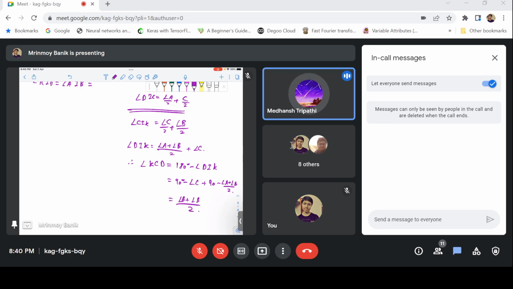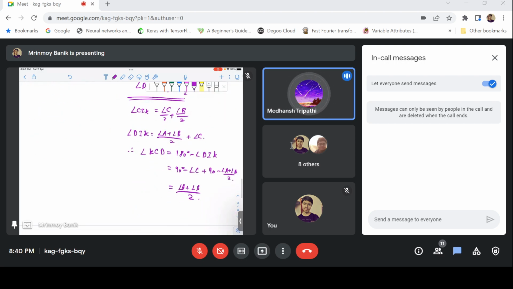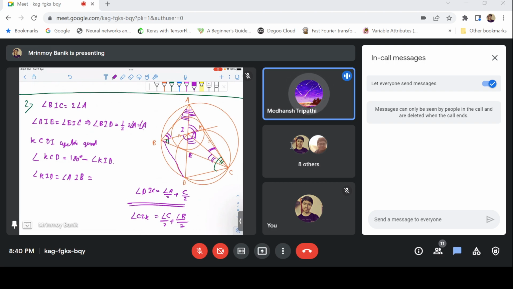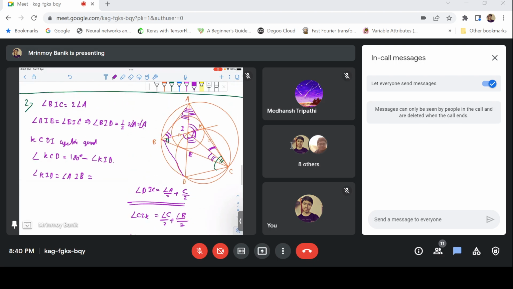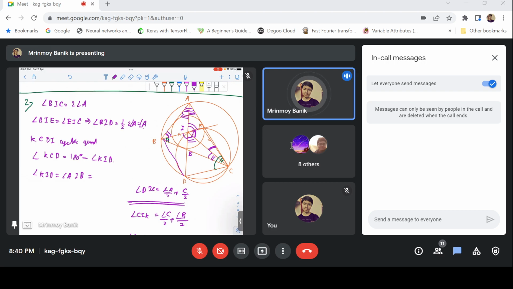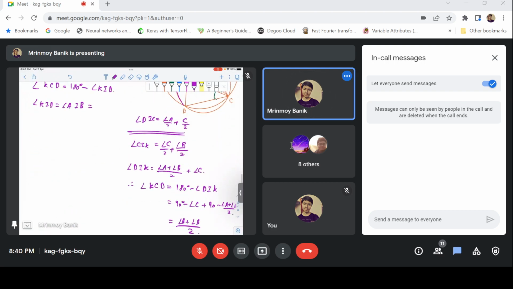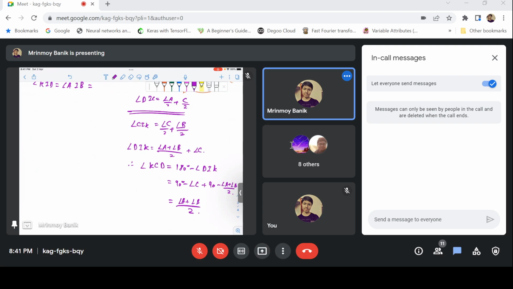And as ABCD is cyclic, angle BCD is equal to A by 2. So KCB must be B by 2. We started with this one and showed this one. Then we have angle A plus angle B.